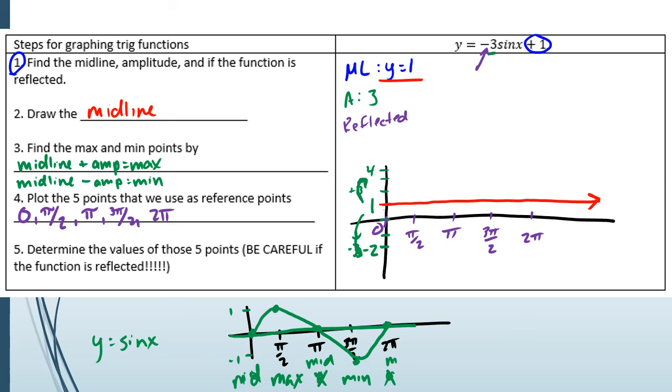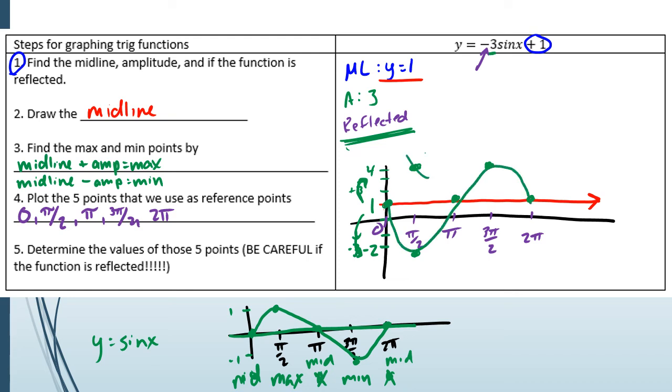Because that midline can move, as we saw. So when we're at 0, we're on the midline. When we're at pi over 2, we're at the maximum point, so in this case 4, and that is wrong because it's reflected. So since it's reflected, this point's now going to be down on the bottom here, so at -2. At pi, we're on the midline again. At 3 pi over 2, we are at a minimum, but because it's reflected, that minimum now becomes the maximum at 4. And then at 2 pi, it's on the midline again.